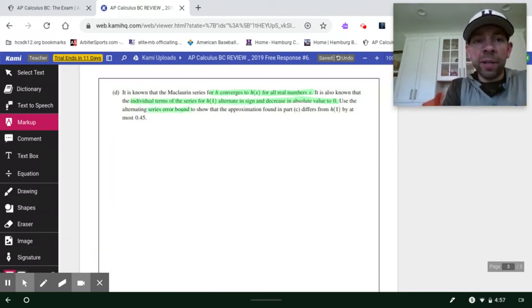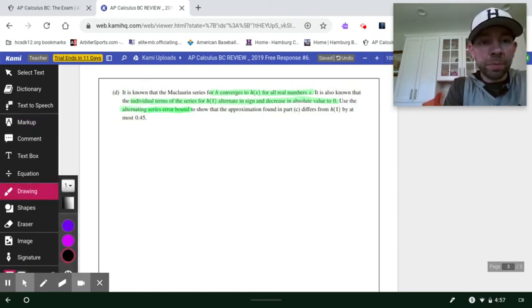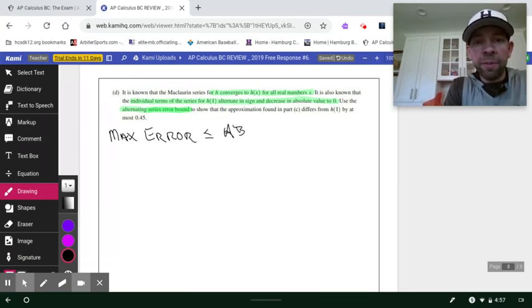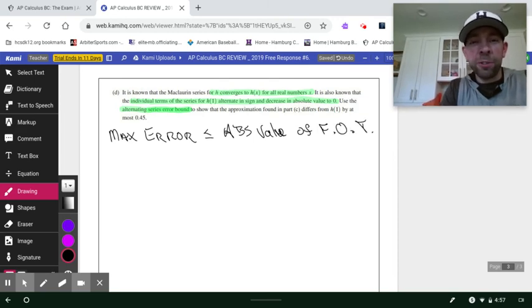Let's call it timeout right there. What is the alternating series error bound? Well, it basically says your maximum error, the biggest error you could possibly have, worst case scenario, is guaranteed to be less than or equal to the absolute value of the first omitted term, or sometimes I'll say the first neglected term.